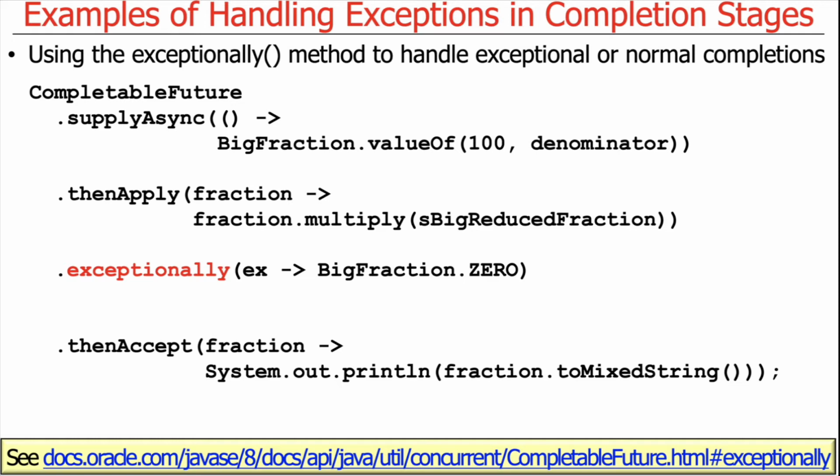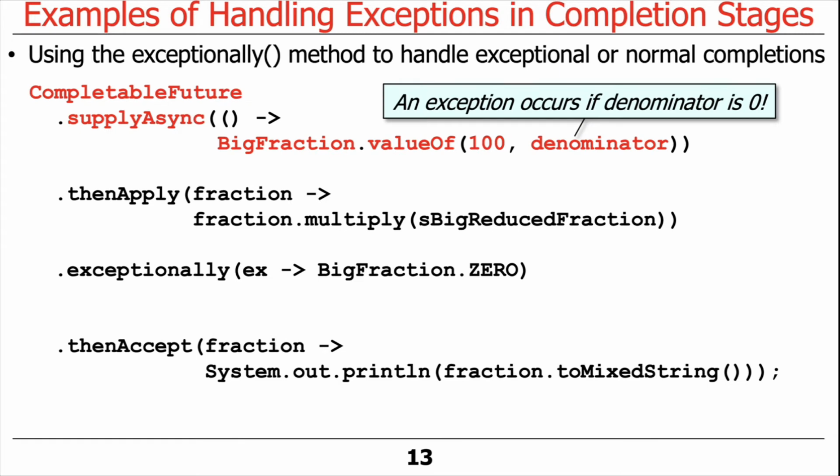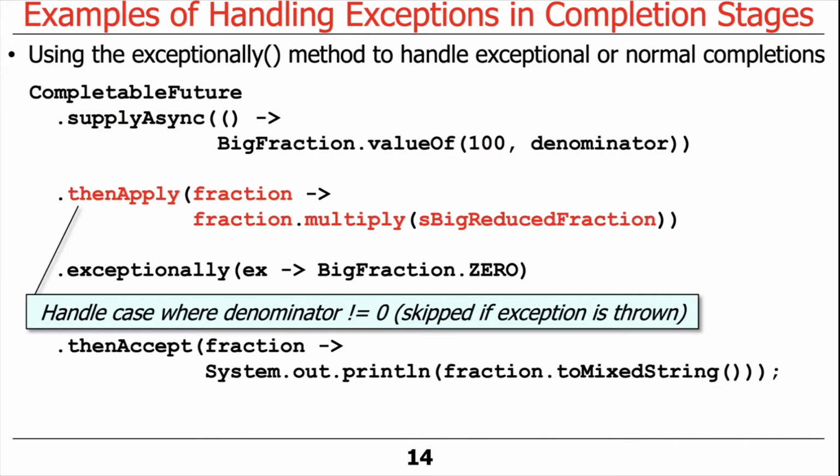This is the exceptionally method. And this is also going to be used to handle either normal or exceptional conditions. So as before, we call BigFraction.valueOf, which will throw an exception if the denominator is 0. We use supplyAsync to do that. Then if there is no exception, we're going to call thenApply, and that's going to multiply the non-error case, just the fraction that came back from the supplyAsync factory method call, by sBigReducedFraction.